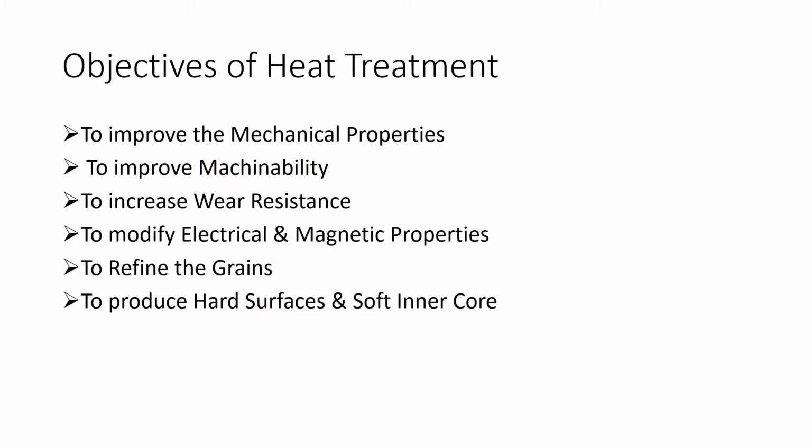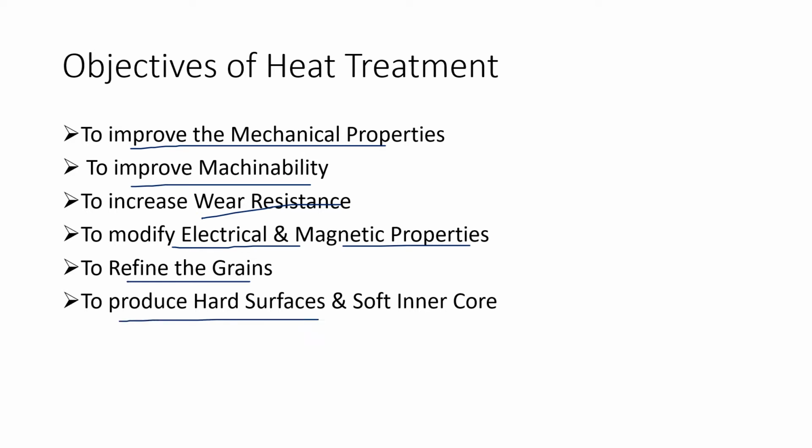Objectives of the heat treatment. The primary objective of the heat treatment is to improve the mechanical properties, to improve the machinability, to increase the wear resistance, to modify the electrical and magnetic properties, to refine the grains, to produce hard surfaces and soft inner core.